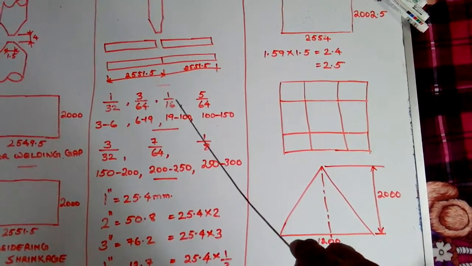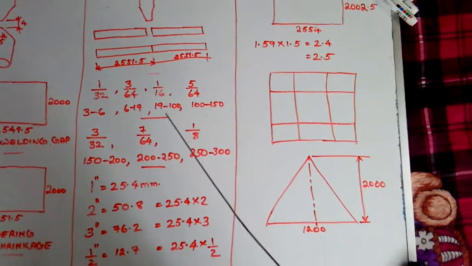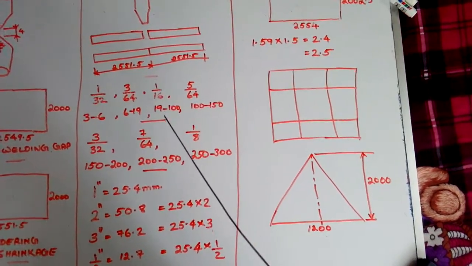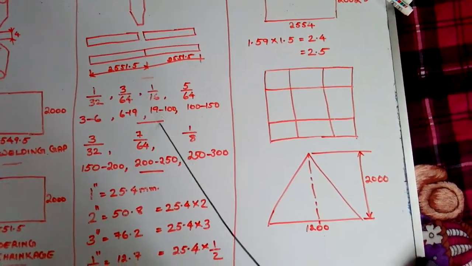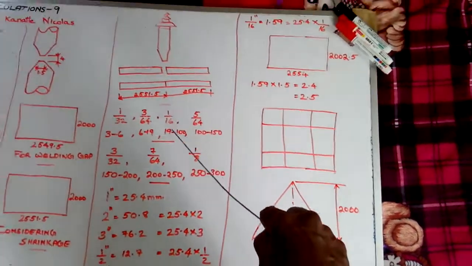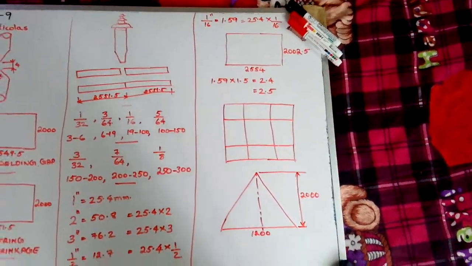We have to use the 1/16 inch nozzle. With this nozzle we can cut 19 to 100 mm. This 20 mm thickness comes in between 19 and 100. So we have to use the 1/16 inch diameter nozzle.